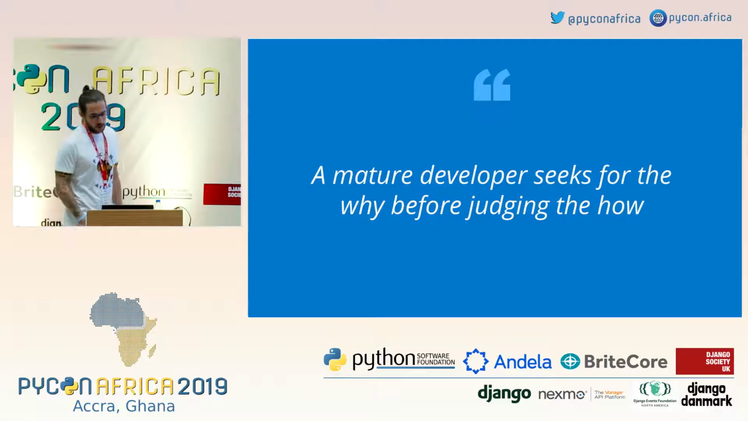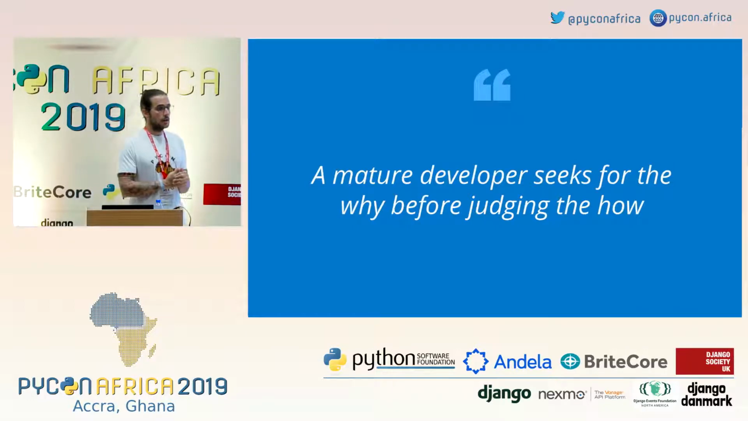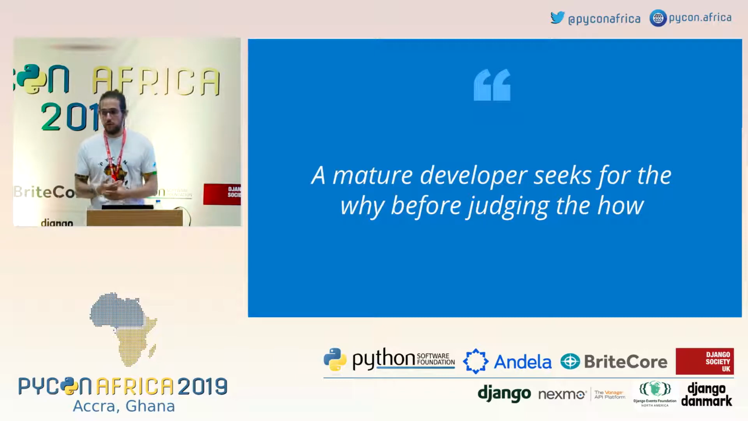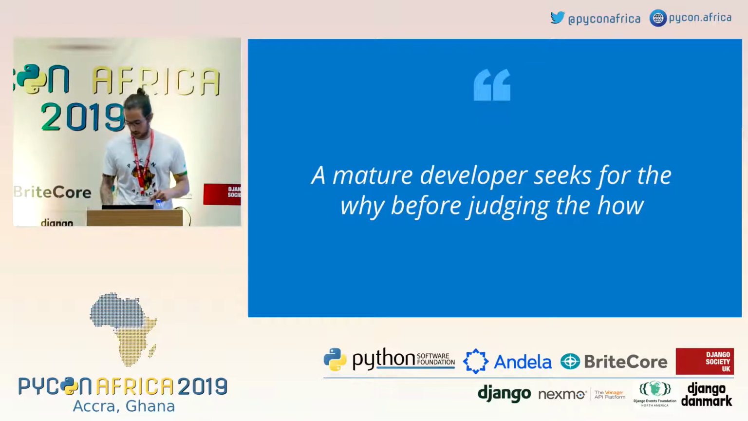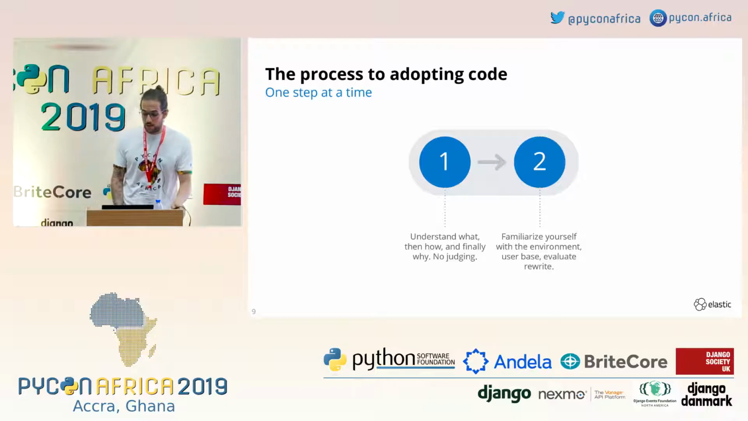So I wanted to put this quote here in the middle, just to reflect a little bit. A mature developer seeks the why before judging the how. Because if you start judging the how without understanding why things were implemented the way they were, again, you might start judging the wrong person or making your conclusions based on the wrong facts. So getting your facts straight is extremely important to actually start contributing to a piece of software that is not yours, that you're adopting.